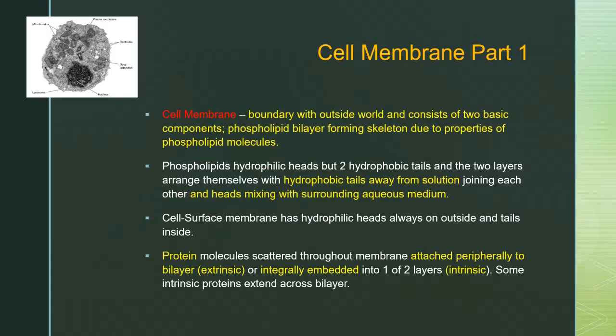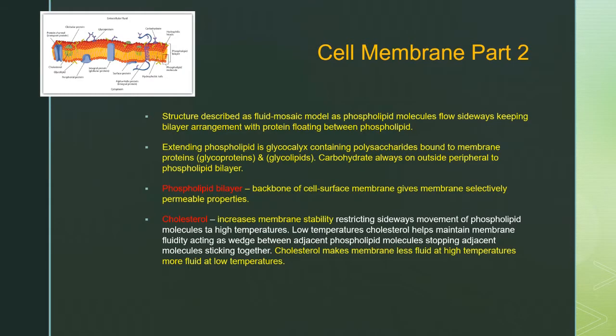The protein molecules will be scattered throughout this membrane, and they will be attached peripherally to the bilayer. This is extrinsic, or they'll be integrally embedded into 1 or 2 of the layers. This is intrinsic. Some of these intrinsic proteins extend across the bilayer.